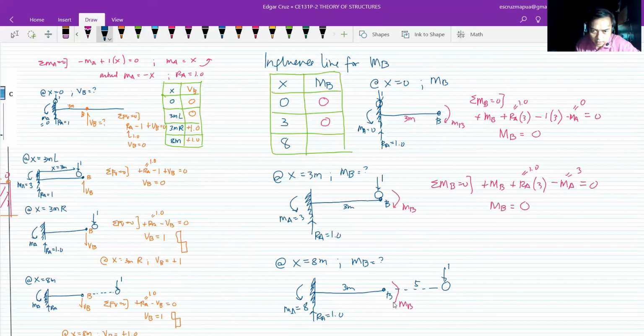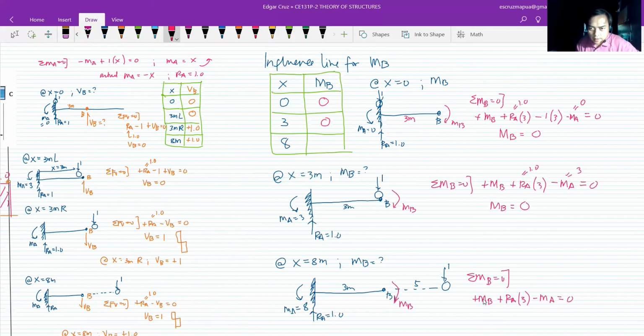So let's say count clockwise. Gawin natin clockwise. Okay, clockwise. So if I sum moment at B, again, left segment, left segment. So, I'll have positive MB kasi clockwise siya. Tapos yung RA, positive din, no? RA times moment arm is 3. Tapos yung MA, counterclockwise, so minus MA. So, wala na, everything equal to 0.